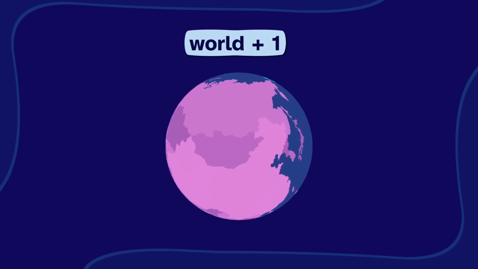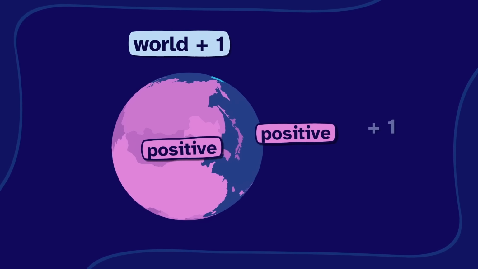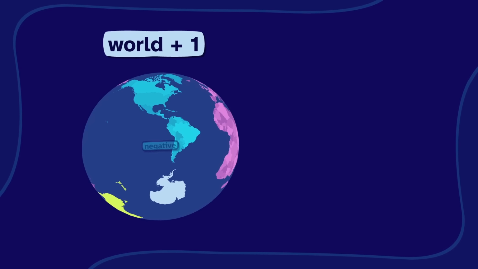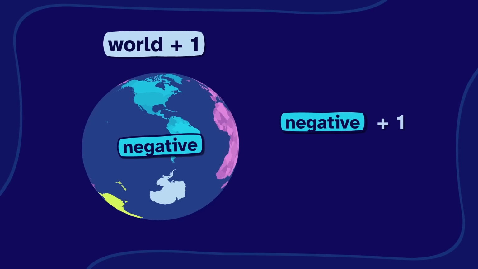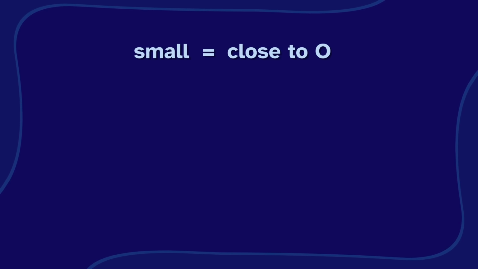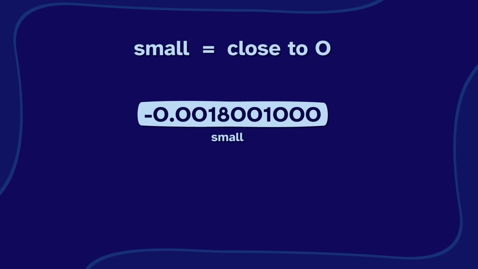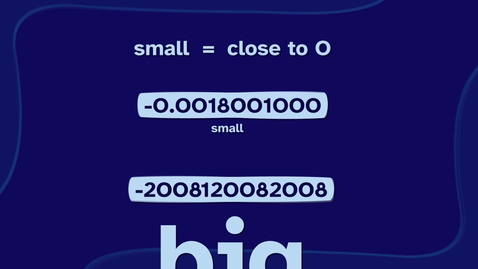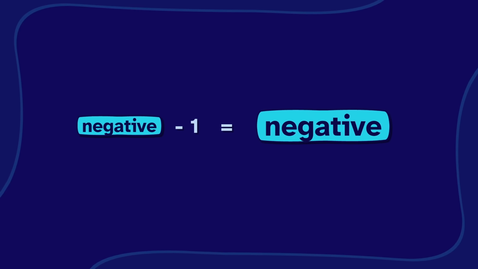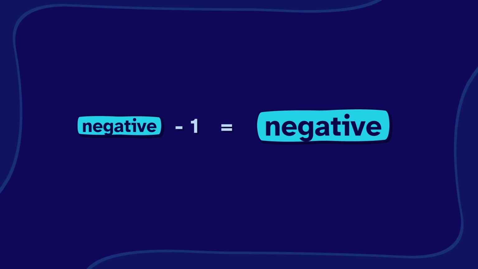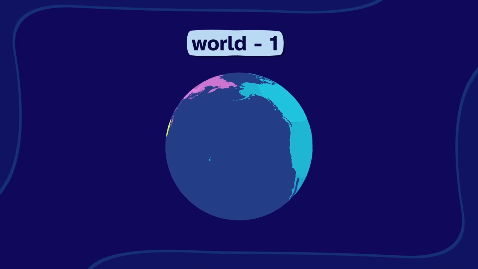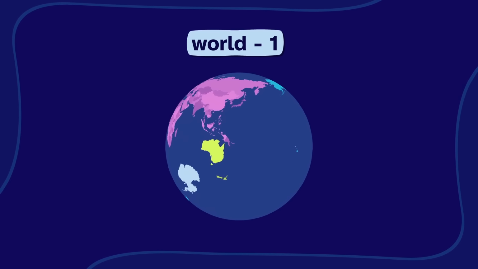This side is skewed north because these are the positive numbers. A positive plus 1 is a bigger positive. But then this side skews south because these are the negative numbers. Negative plus 1 is a smaller negative. And here, small means close to 0. So negative oi boy o is small, while negative zobi zob zob is big. It's big in the negative direction. This means that a negative minus 1 is a bigger negative. So in world minus 1, the negative side, Turtle Island, grows, while the positive side, Asia, shrinks.